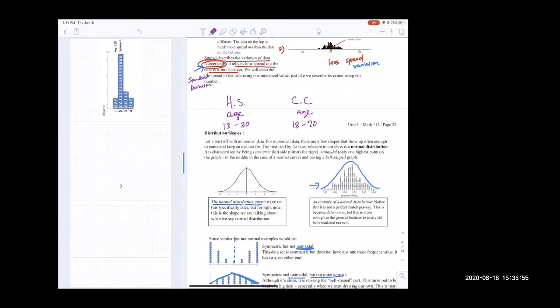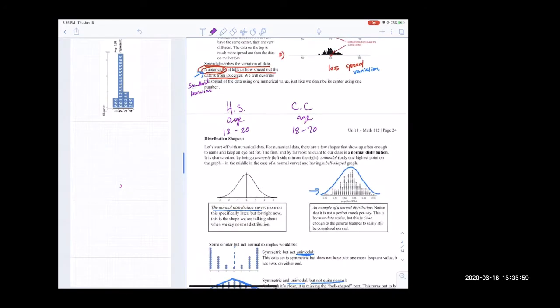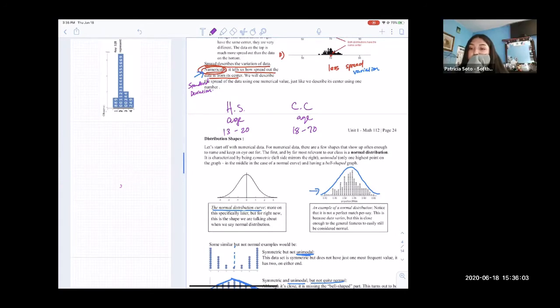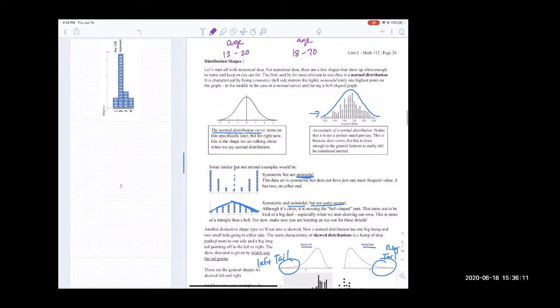Okay, attend community college. So therefore, which one will have a bigger standard deviation? The community college. Very good. Give her an MVP point. That's a good thing, right? Okay, all right. So first we'll get any question.